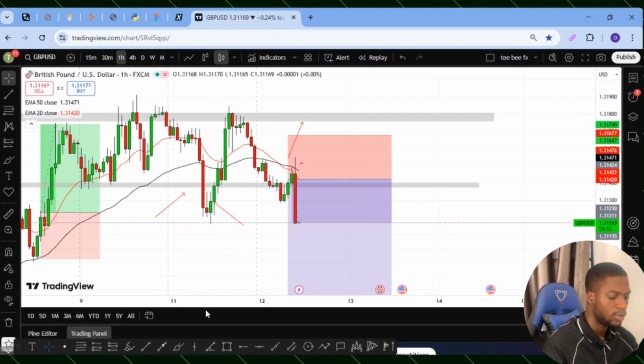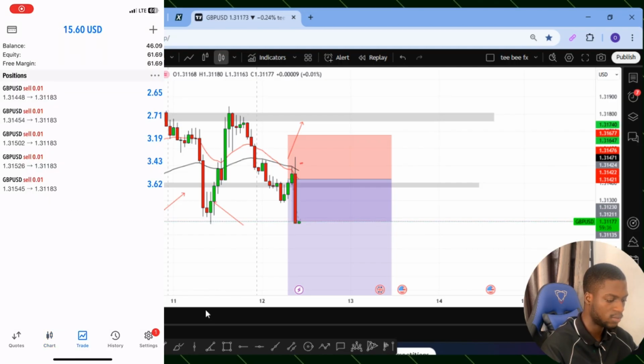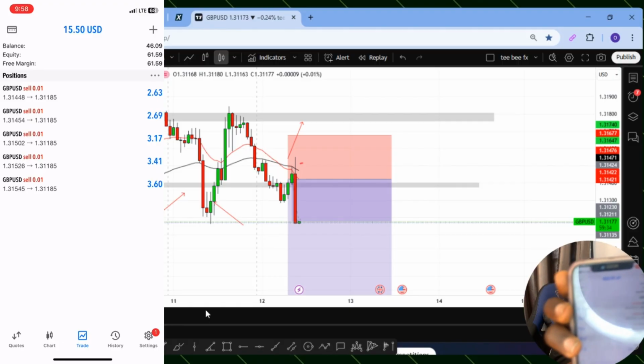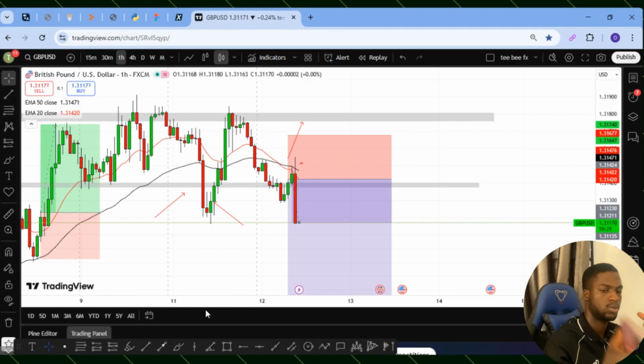One hour has already closed, and just as I predicted, price has dropped massively in our direction. Price is currently dropping 20 to 30 pips. Some of my positions are 30 pips and some are 27, 26, so it's not really uniform because I had some positions at the top.